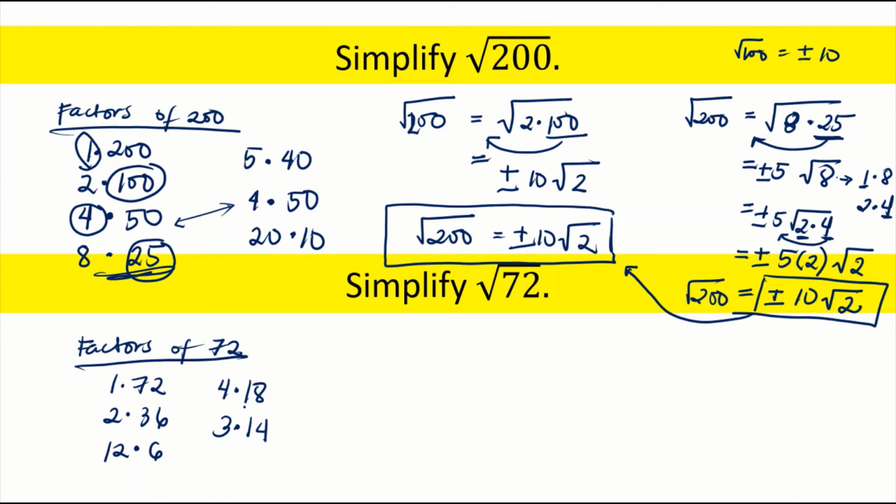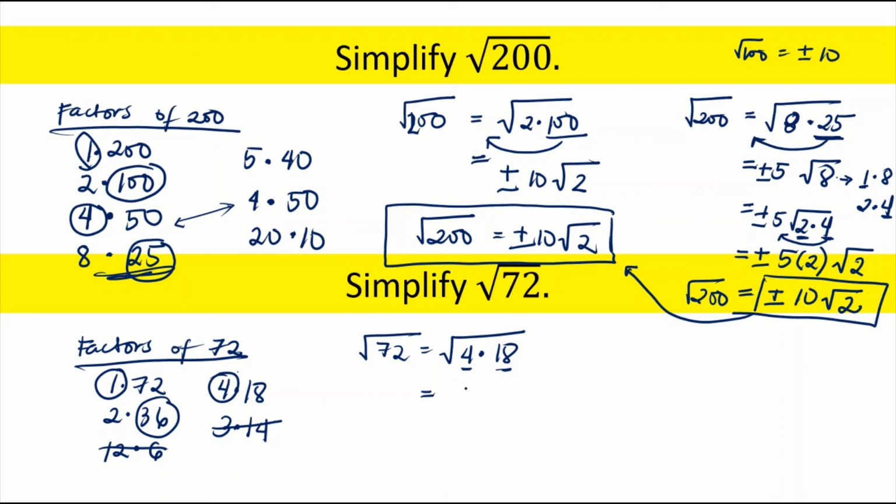Kung wala na, kahit ano dyan ang gamitin natin na meron perfect square number. Ito meron tayong perfect square number. We have 1, 36, and 4. So, ibig sabihin, 12 times 6 and 3 times 24, hindi na natin gagamitin yan. So, halimbawa, ang ginamit natin is 4 times 18. So, square root of 72 is equal to square root of 4 times 18. And then, we all know that 4 is a perfect square number kaysa kay 18.